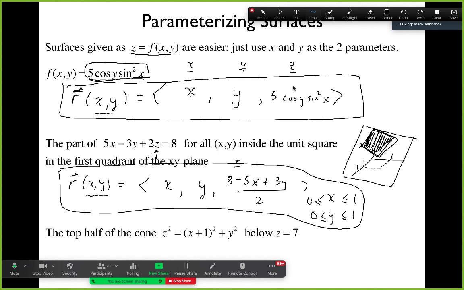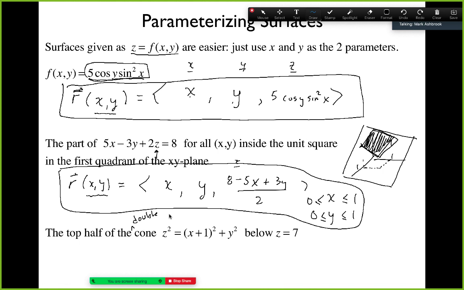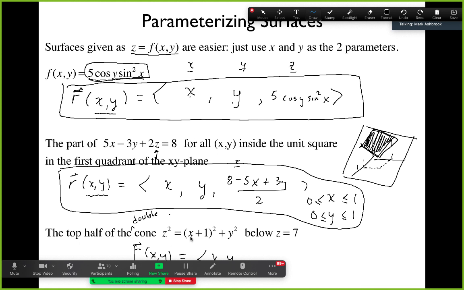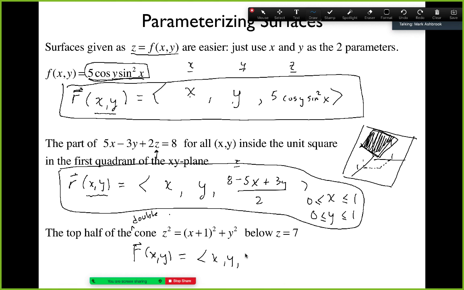Oh, so let's do this one, the top half of the double cone. So which is the top half of the double cone? z equals the square root. Yep, it'd be the positive square root. When you take the square root of both sides, you get positive and negative. That's the top and bottom of the cone. Positive z values are the upward opening cone, and negative z values below the xy plane are the downward opening cone. So we want the upper half, we want the positive square root.